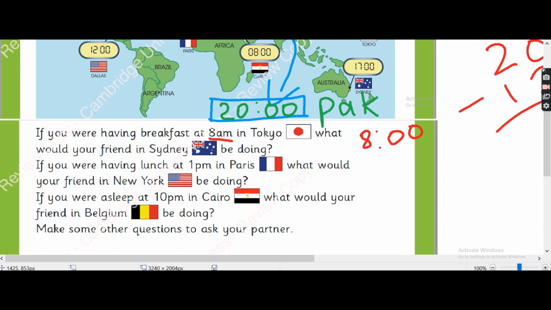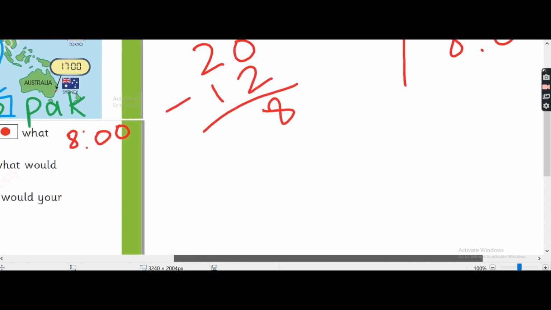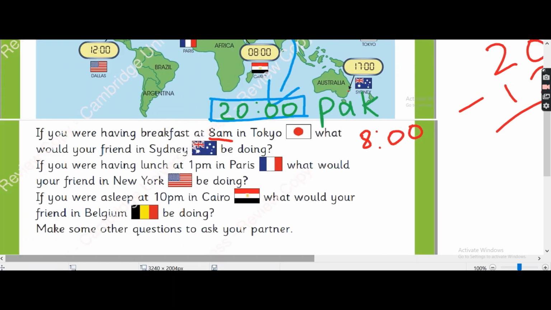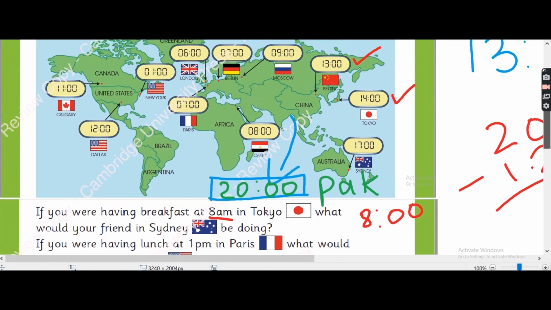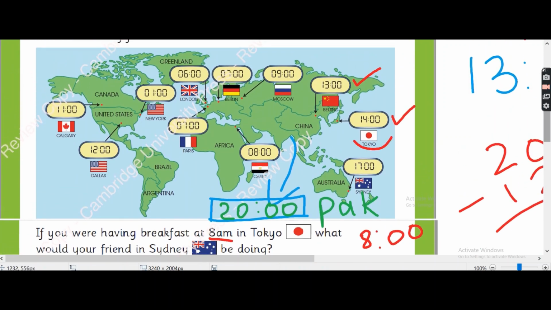ठीक है, जब टाइम 12 o'clock से ग्रेटर हो जाता है तो फिर वो PM में जाता है और फिर उसको हम 24-hour clock में कन्वर्ट करते हैं. ठीक है, ओके. You are having breakfast at 8 o'clock. What would your friend in Sydney be doing? Let's see where Tokyo and Sydney are on the map. Tokyo is right here and Sydney is right here. We will see how much the time difference is between these two countries. Tokyo has 14 o'clock this time and Sydney is 17 o'clock.